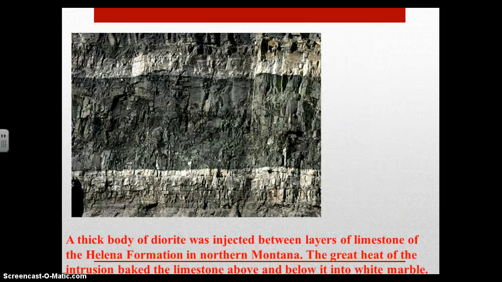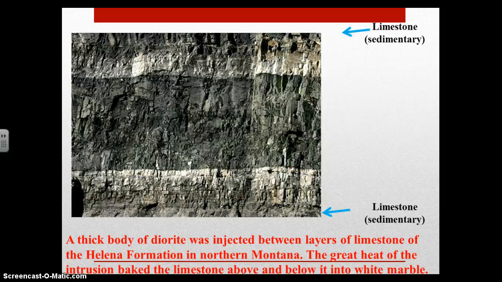So here you have a really neat piece of rock. You see the different layers. A thick body of diorite was injected between layers of limestone of the Helena Formation in northern Montana. So this is in Montana. You can see the different layers. The great heat of the intrusion baked the limestone above and turned it into marble.